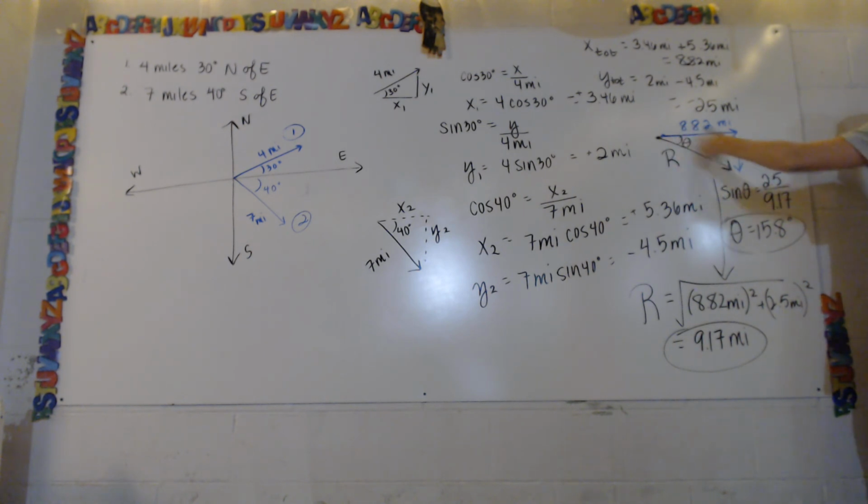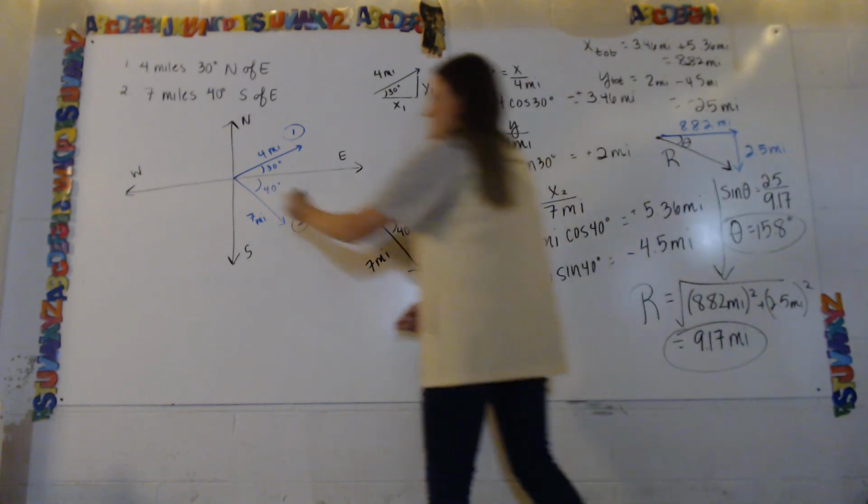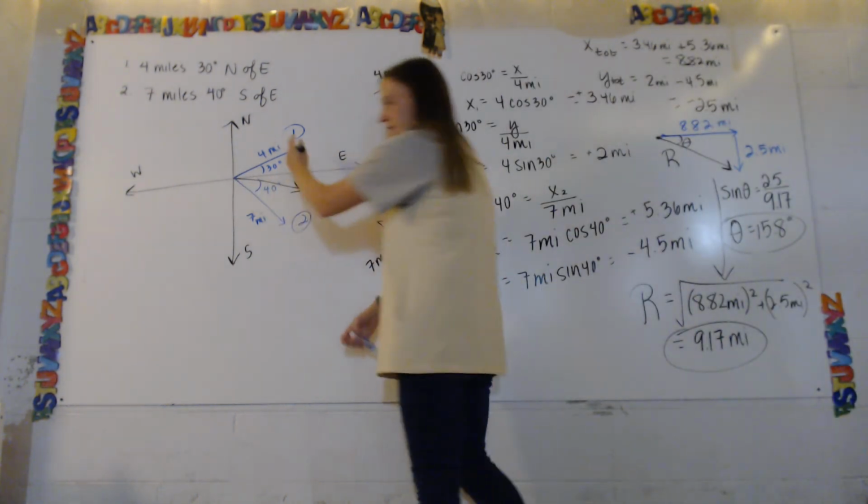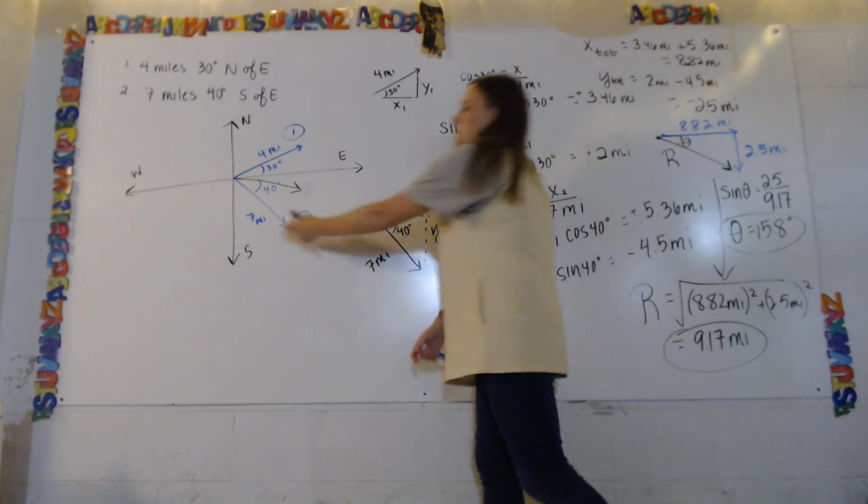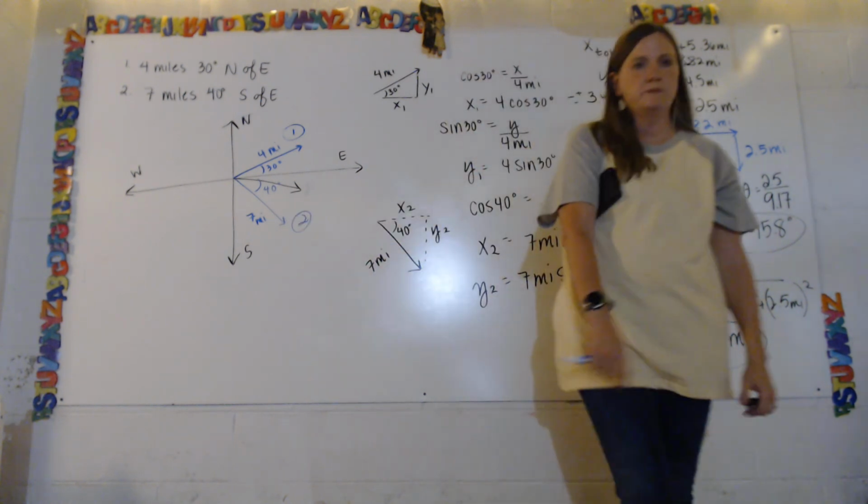Southeast. So my resultant is somewhere like here. And that makes sense. It's kind of right between the two, a little bit more skewed to this one, and that was the bigger mileage, so that makes sense.